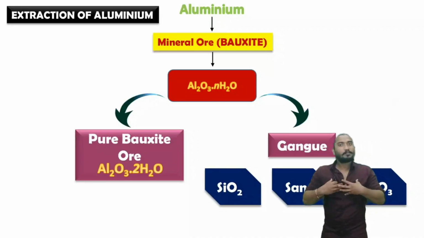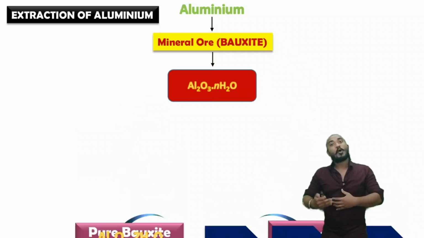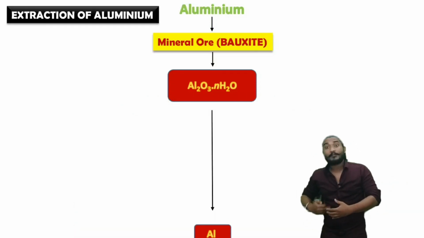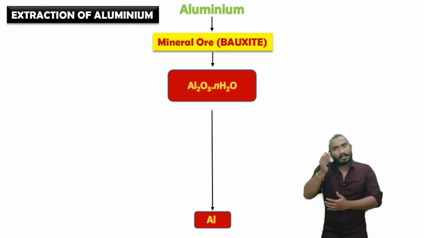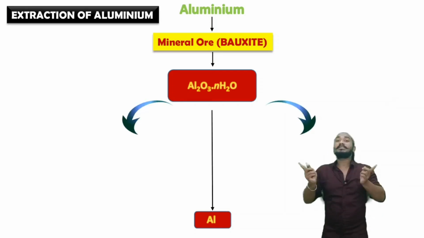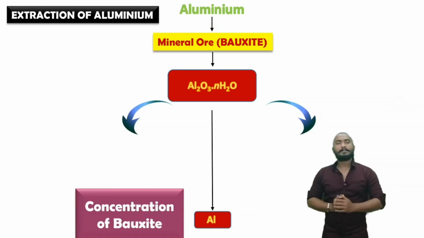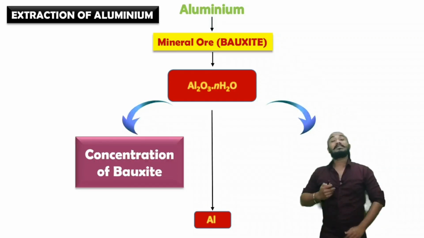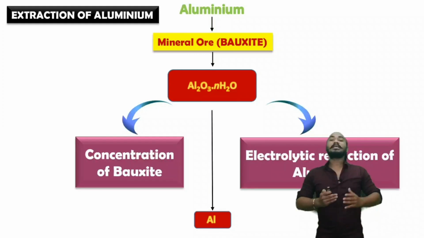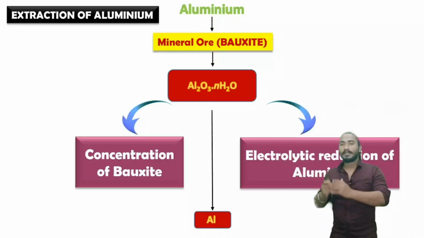Now, what are we supposed to do? We are supposed to obtain aluminium from that mineral bauxite. And to obtain aluminium from the mineral bauxite, there are two different steps. The first step is called concentration of bauxite, whereas the second step is called electrolytic reduction of aluminium. Let us understand the very first step, that is concentration of bauxite.